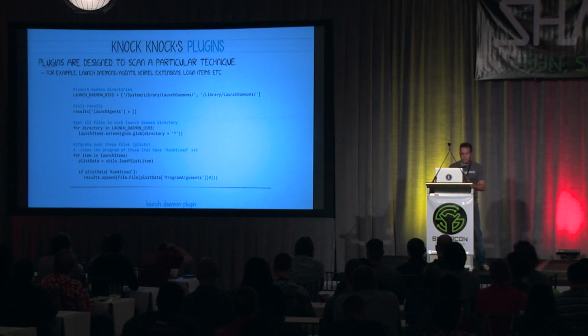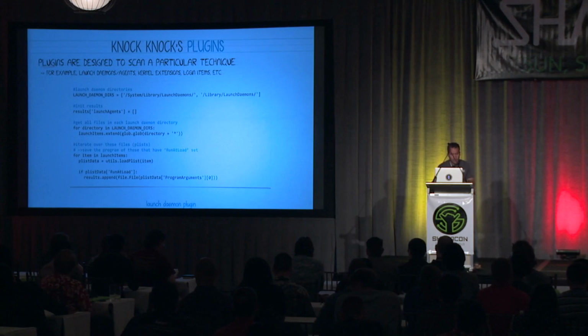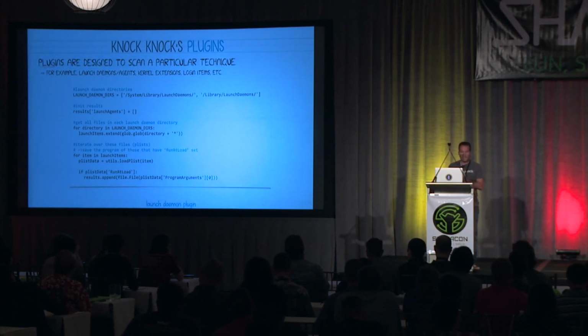First, we simply specify the launch daemon directory, so the system library launch daemons directory, and then the library launch daemons directory. What we do then is just get all the plist files that are in this directory. We then iterate through those and see if the run at load key is set to true. If it is, we know that this launch agent or this launch daemon is going to be automatically executed whenever my Mac is rebooted. So we then instantiate a file and pass that back to the Knock Knock core so that it can be displayed to the user.